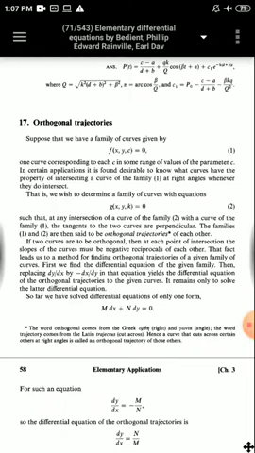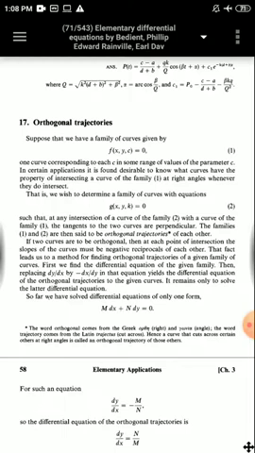That fact leads us to a method for finding orthogonal trajectories of a given family of curves. First, we find the differential equation of the given family, then replacing dy/dx by minus dx/dy in the equation yields the differential equation of the orthogonal trajectories to the given curves. It remains only to solve the latter differential equation. So far, we have solved differential equations of only one form, M dx + N dy = 0.